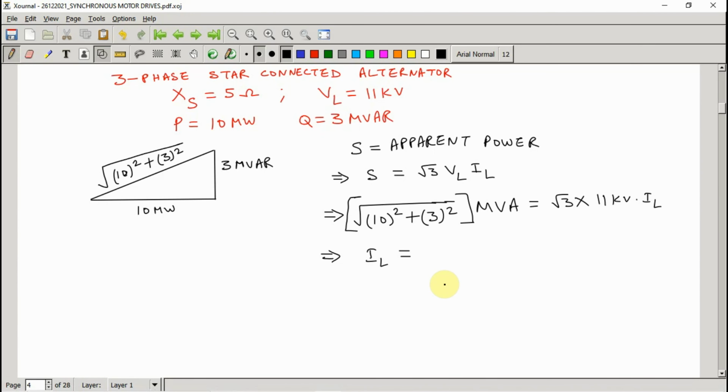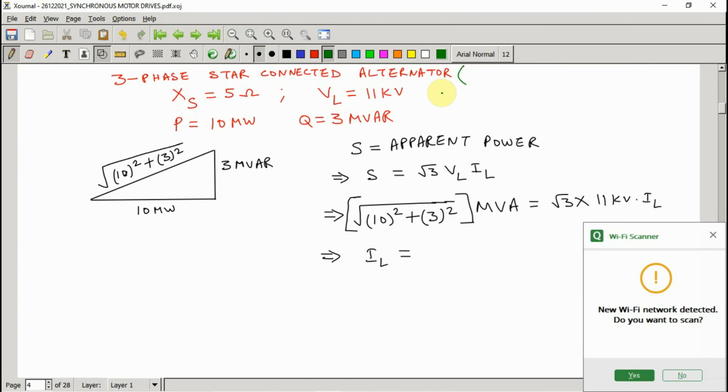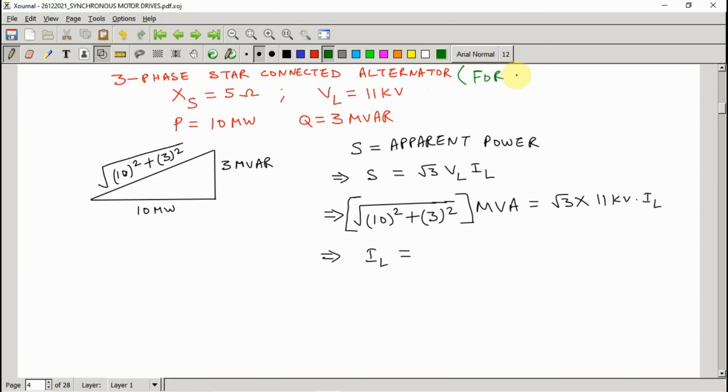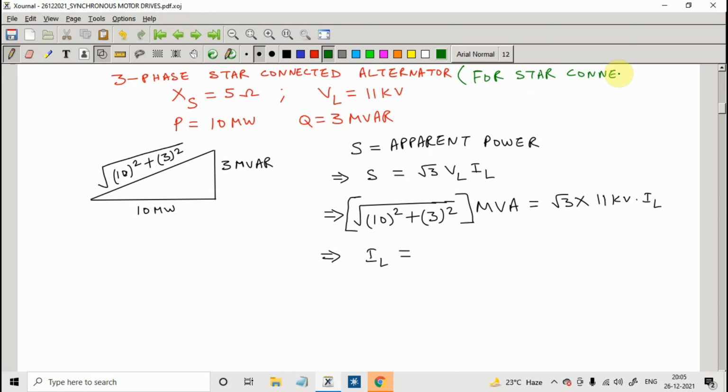So now what will be our next step? Now you see from this equation it is sure that we can get the value of line current. For star connection, line current and phase current are same. So let me mention here for star connection, IL equals IA. That means line current is the phase current calculated. So once you calculate IA, you are calculating the line current.